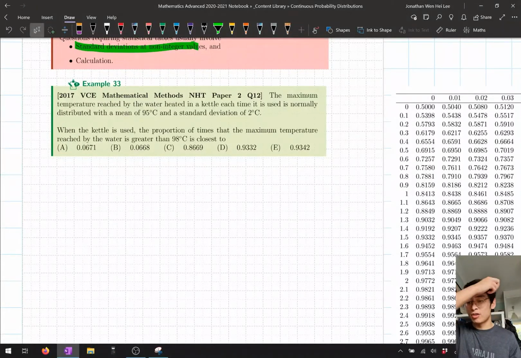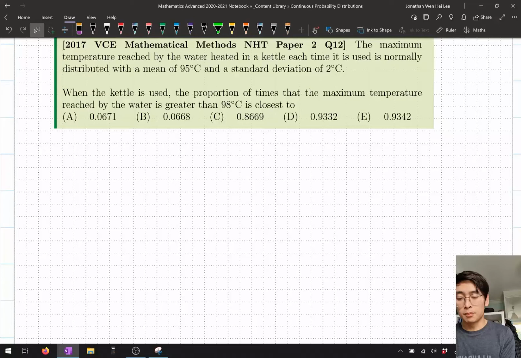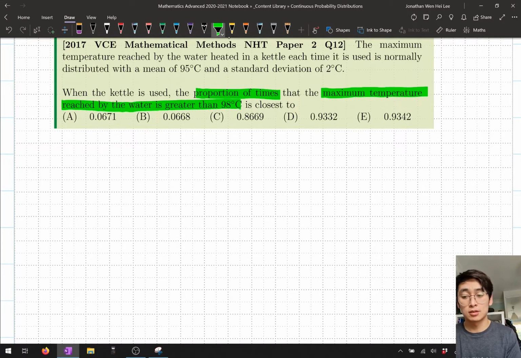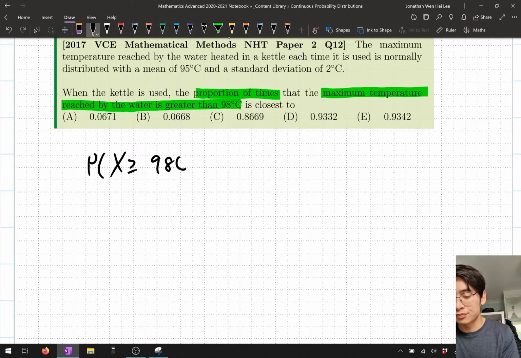The maximum temperature reached by the water heated in a kettle each time it is used is normally distributed with a mean of 95 degrees Celsius and a standard deviation of 2 Celsius. When the kettle is used, the proportion of times that the maximum temperature reached by the water is greater than 98 degrees Celsius is closest to. Now, what we're trying to find here is the proportion of times that the maximum temperature reached by the kettle is greater than 98 degrees. So we want to find the probability that our random variable is greater than 98.